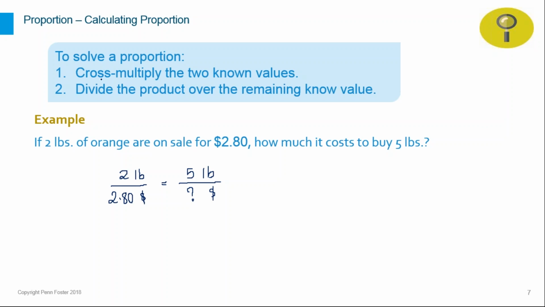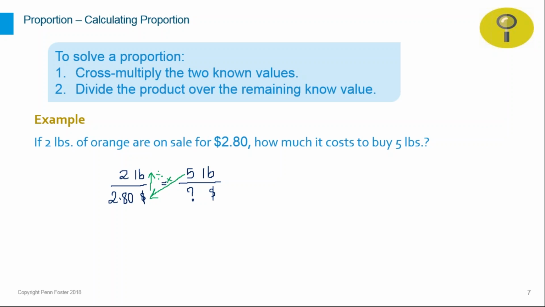One, cross multiply the 2 known values. The proportion altogether has 4 values: 1, 2, 3, 4. We have to have 3 known and only 1 unknown. Cross multiply the 2 known values, and then divide over the remaining known value. So divide the product over the 2 pounds.